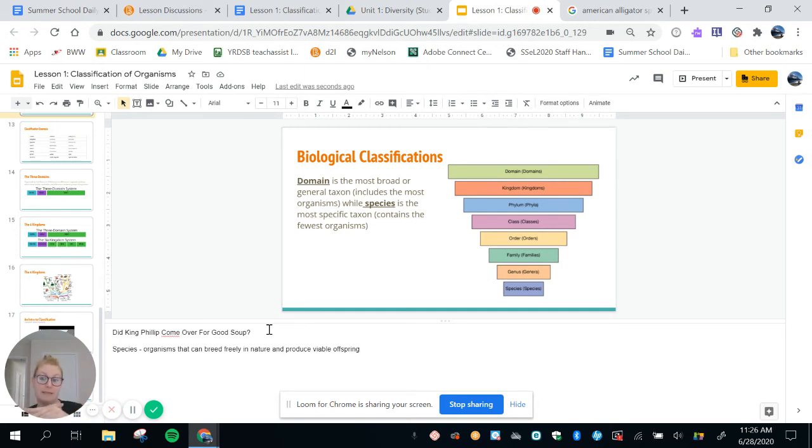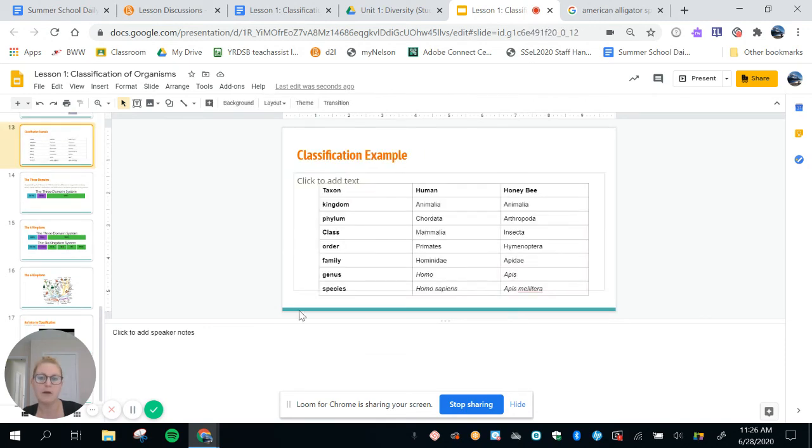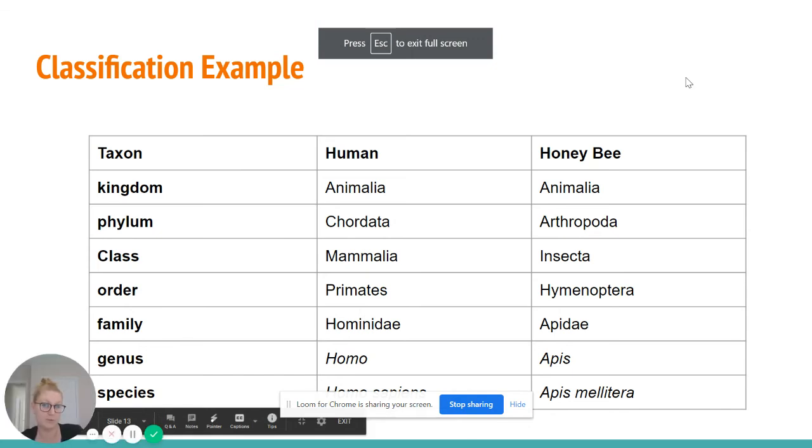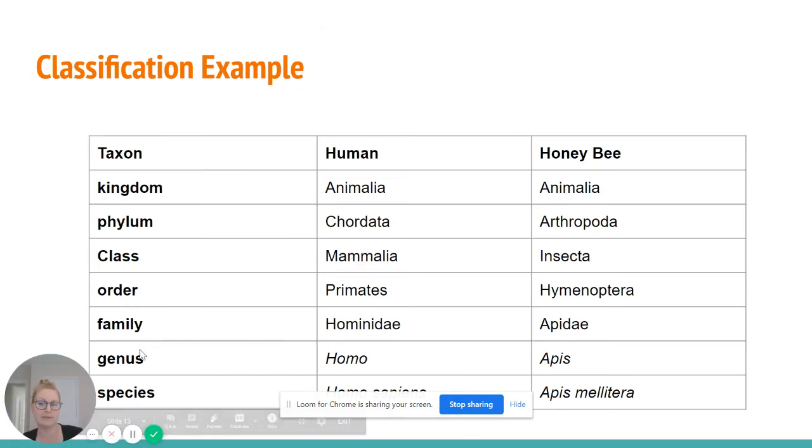And we're going to come back to the species concept again later on. It's a very important concept in this course. So I wanted to just give a couple of examples here. Here I have a classification between humans, Homo sapiens, and honeybees. So what I've done is list on the side all the different taxons. These just mean all the different groups.